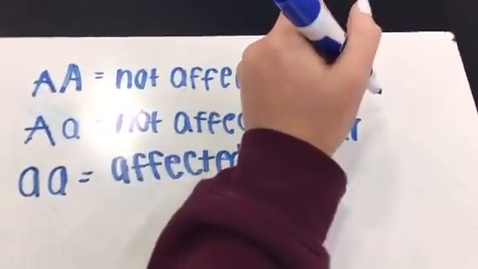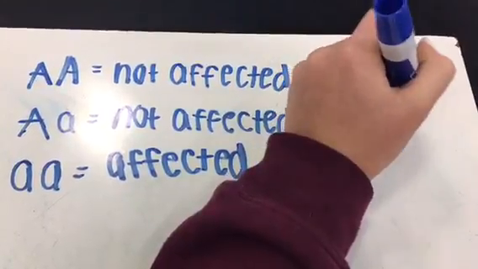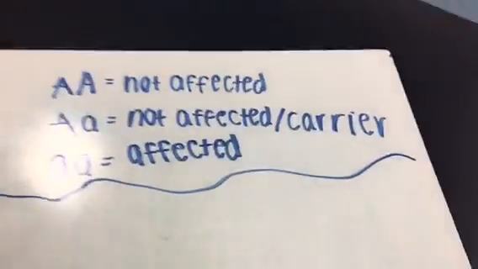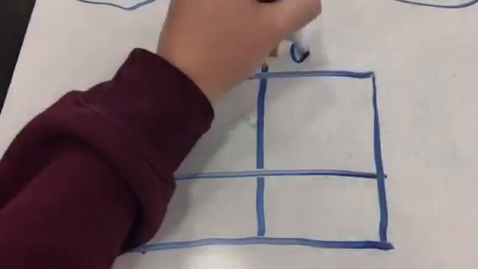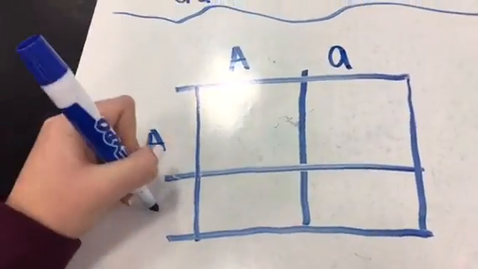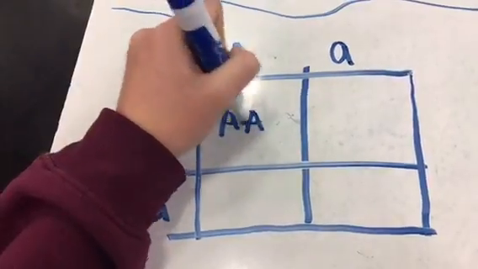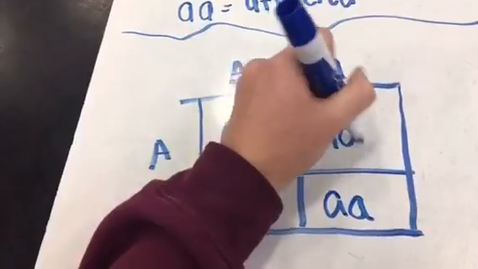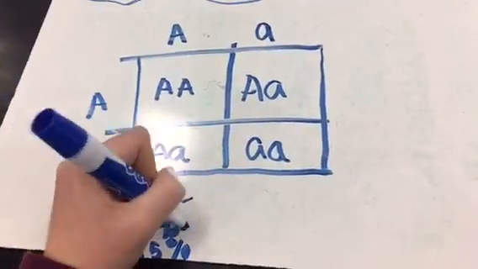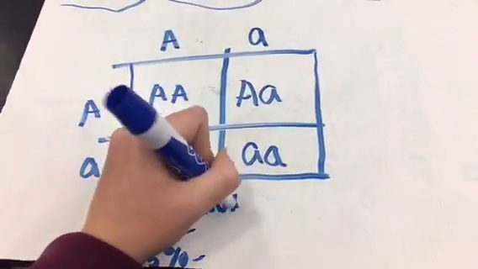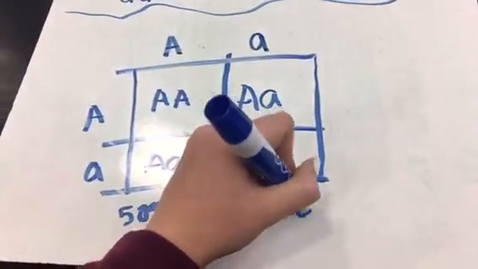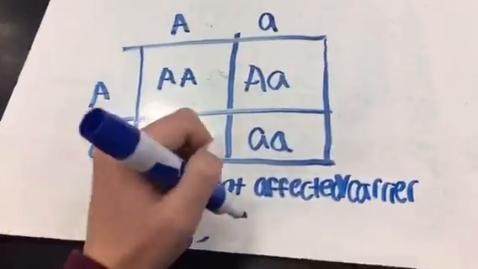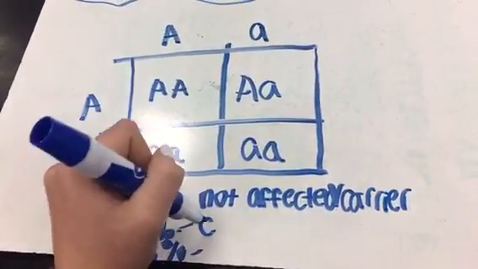Let's say on the Punnett square, capitalized A and capitalized A is not affected, capitalized A and lowercase a is not affected but a carrier, and lowercase a and lowercase a is affected. In order for a child to be affected by Tay Sachs, both parents need to be carriers. So if both parents are carriers, then these could be the results: 50% could be not affected but a carrier, 25% could be affected, and 25% could be not affected.